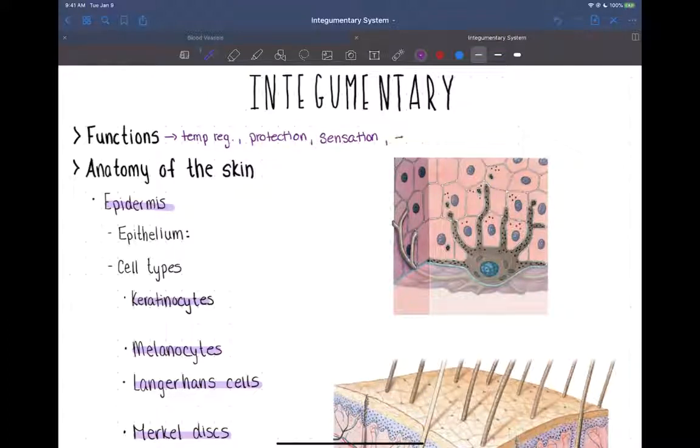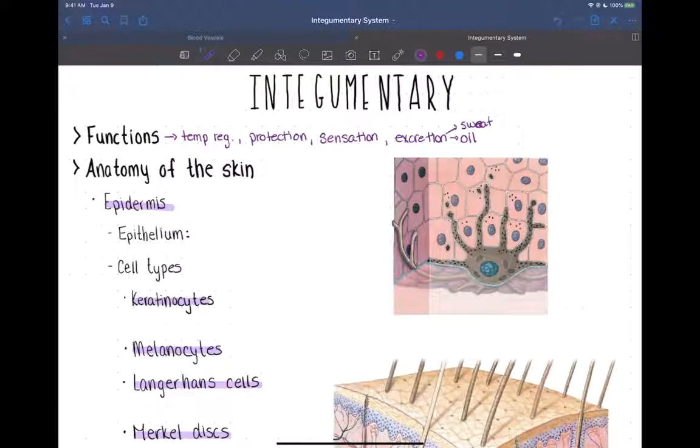It functions in excretion. All right, so excretion, one way would be through sweat. There are going to be some waste products in sweat that can be excreted. And then also oil is secreted onto the skin. So oil and sweat, all right, for excretion.